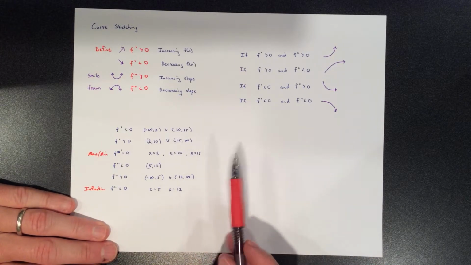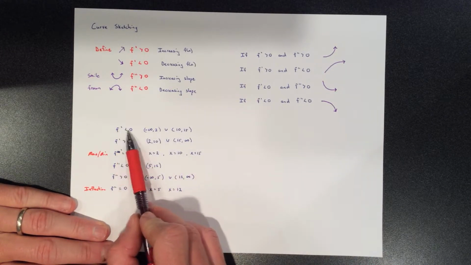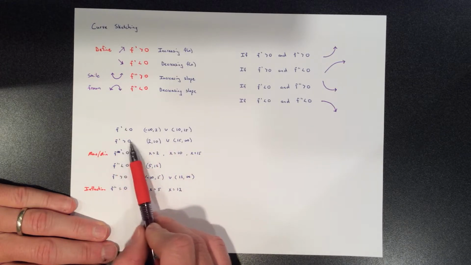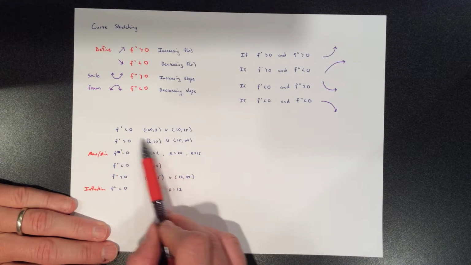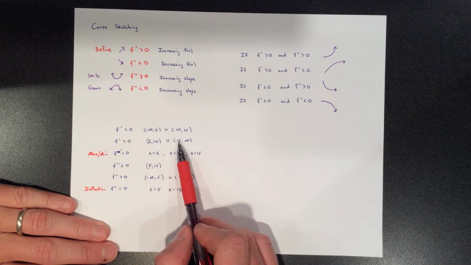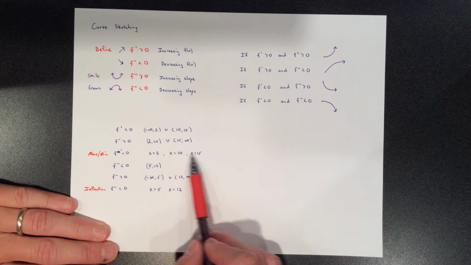So let's look at what's happening here. The function is going to be going down from negative infinity to 2. Then it's going to be going up from 2 to 10. Then down from 10 to 15. And then up from 15 to infinity. And that makes these make sense.